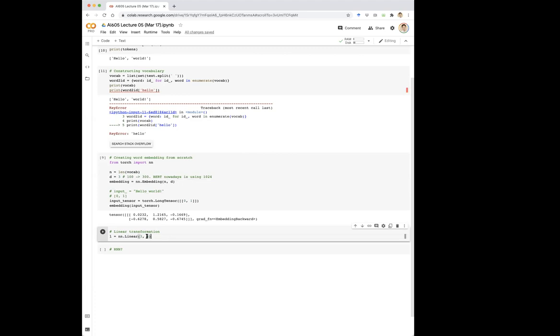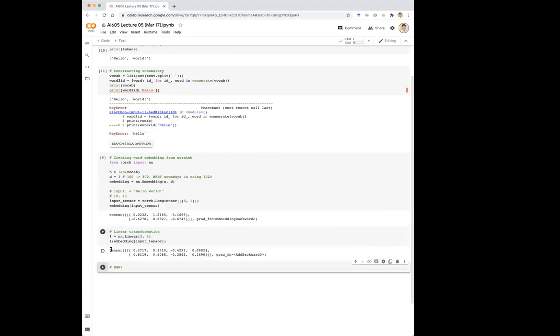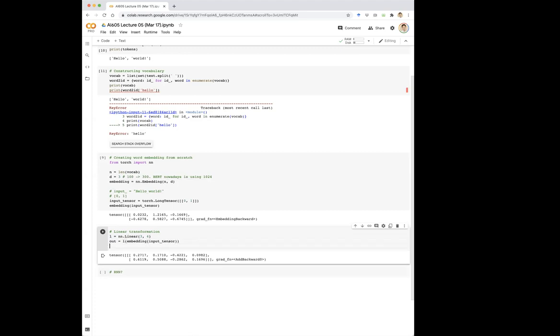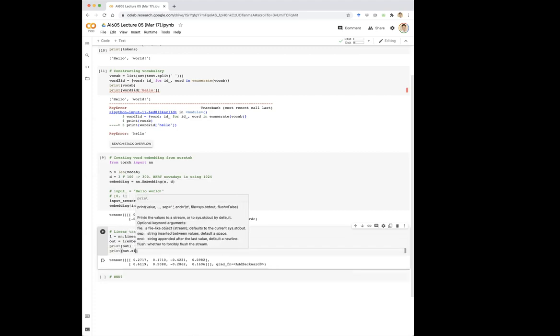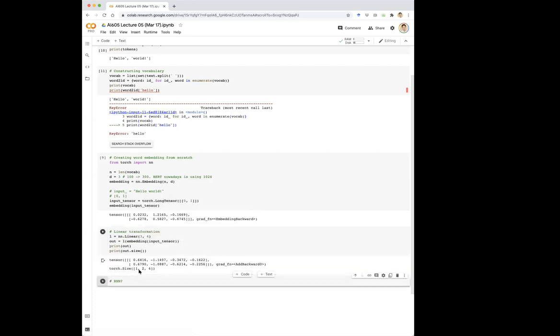So if you have this, then you can create your weights with this code, and then you can apply this linear transformation on top of the output of the embedding module. Then you will see that your output will now be a 2x4 matrix, right? So actually you can also print out the size. Now you see that your output is 2x4.